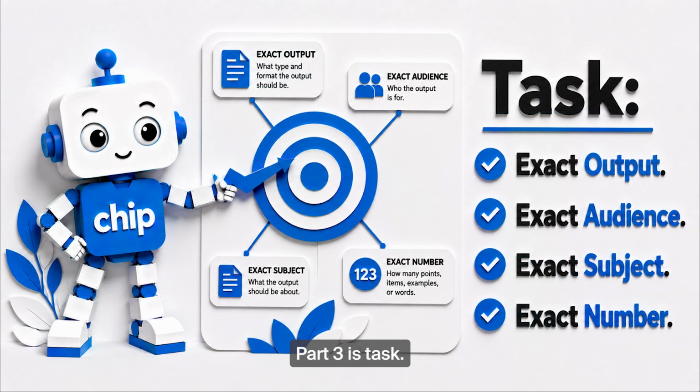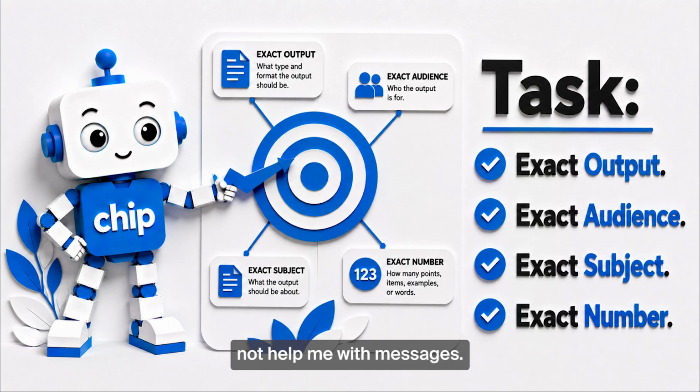Part 3 is task. Task means tell AI exactly what to produce. No ambiguity. Not help me with messages. That is too vague. Instead say, write 3 WhatsApp messages to remind my retailer customers about outstanding payments due in the next 7 days. The task tells AI the output type, 3 messages.